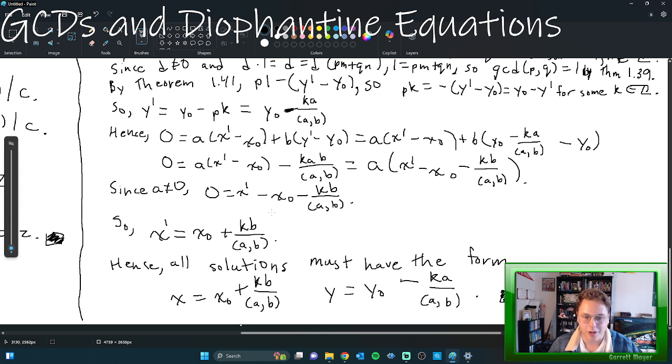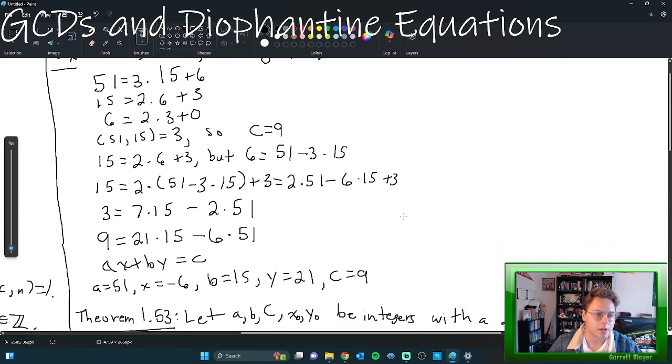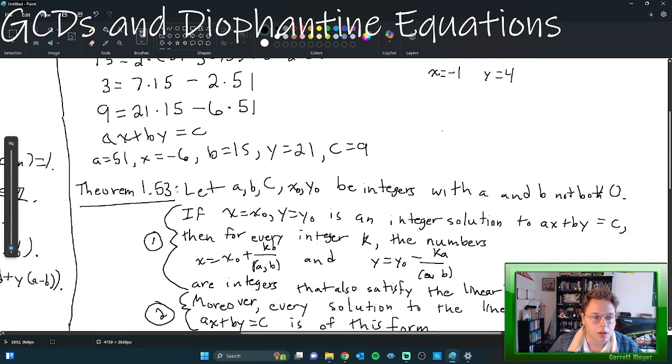So this was a bit of a longer proof. But if we go back to before, what we can see is that for the solutions x and y, there's more than just this particular solution. So remember, before we also showed that x equals -1 and y equals 4 is a solution. Now using these, let's scroll down here.